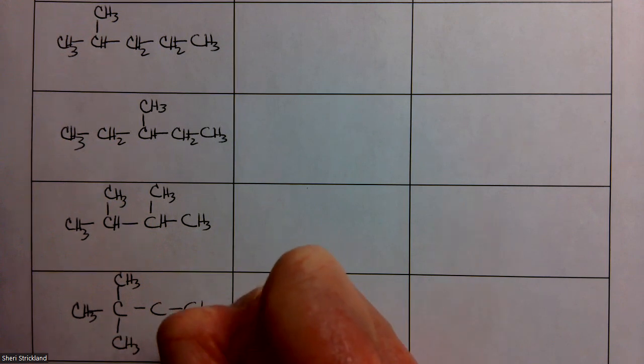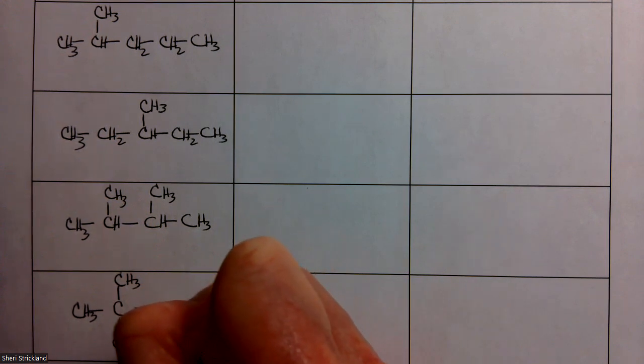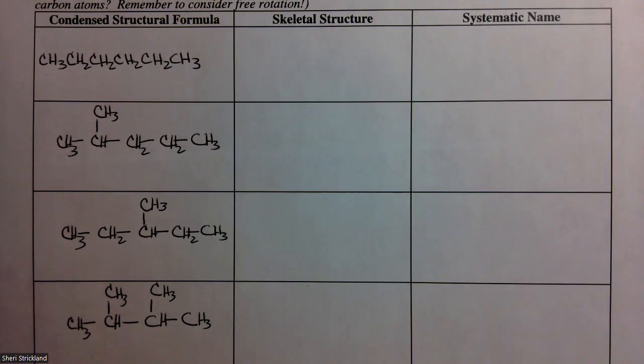All right, 4 primary carbons, 2 tertiary carbons. Here we've got 1, 2, 3, 4 primaries, and a secondary, and a quaternary. And you can check them and make sure they all have the same number of hydrogens. All right, so let's do the skeletal structures.